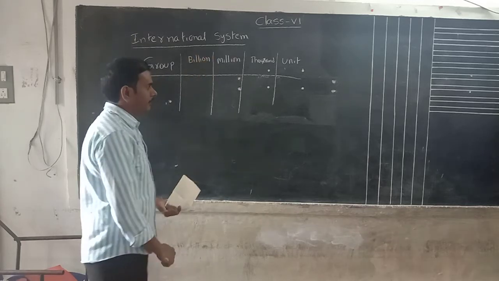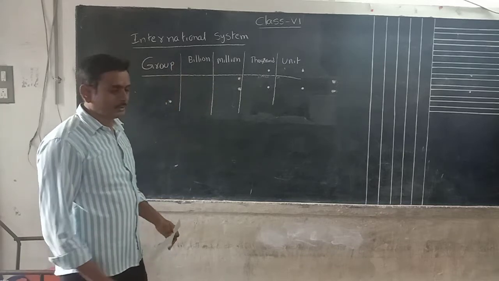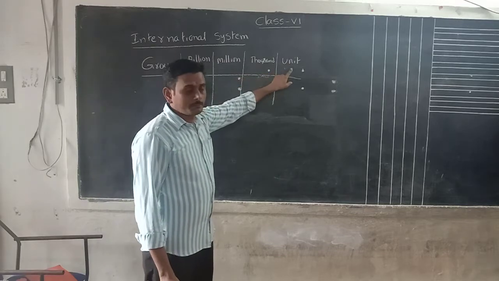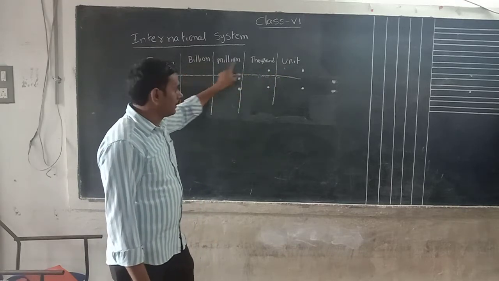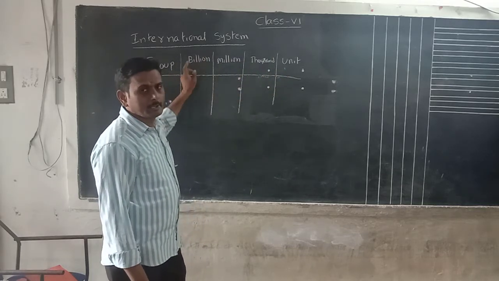After this one we have another, trillion, but no need for that one; up to billion is enough. What are the groups available in the international system? Unit group, thousand group, million group, billion group.